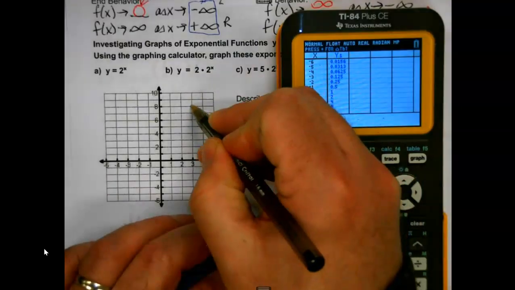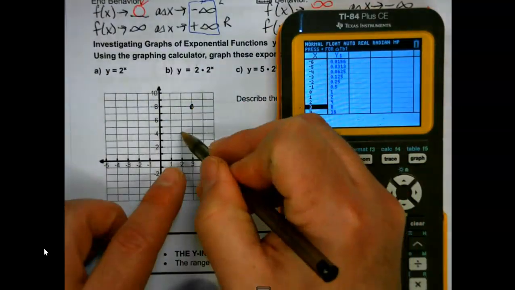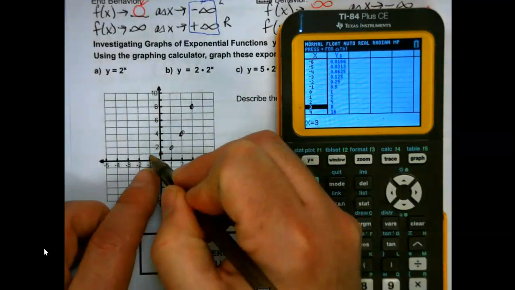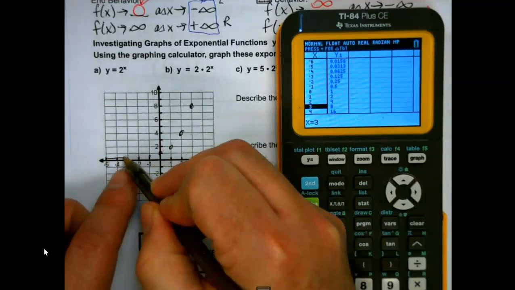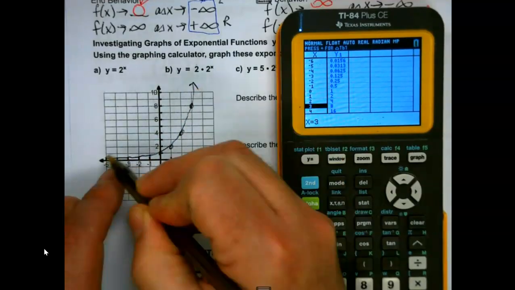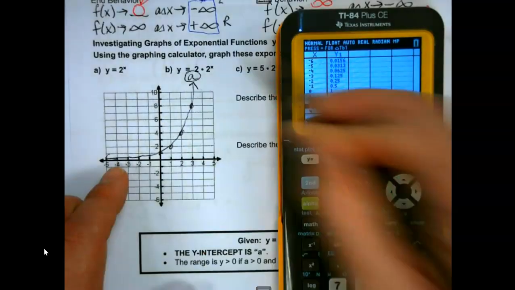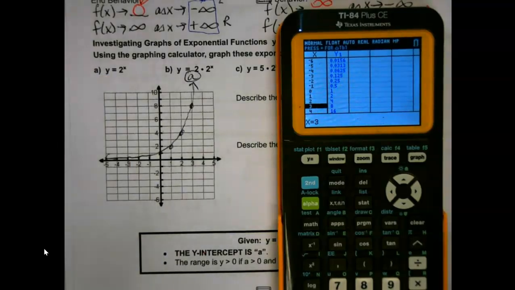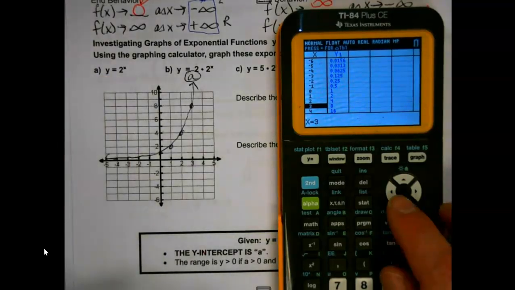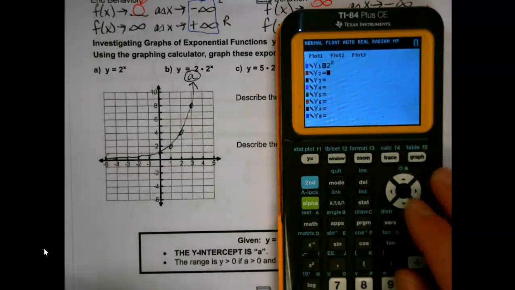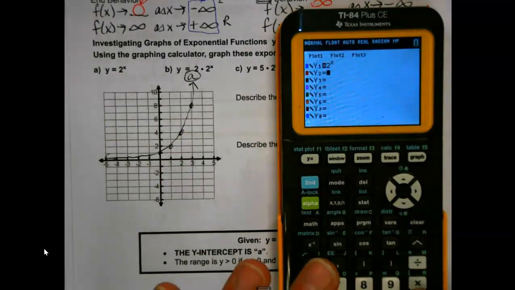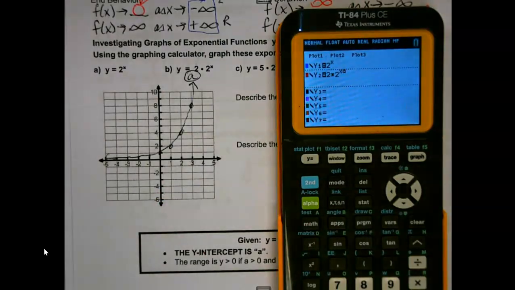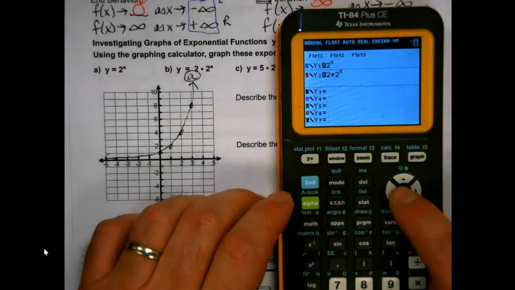So let me get this first one. So I got 3, 8. I got 2, 4. I got 1, 2. I got 0, 1, and then we start getting all decimally here. Okay, so there's letter A. That's my y equals 2^x. It's my base graph. So now, I'm going to keep that one on there. So now we're going to multiply that by 2. I'm going to pull my chart.